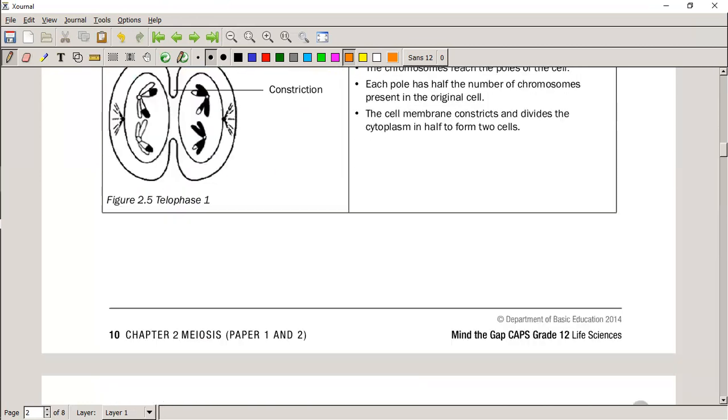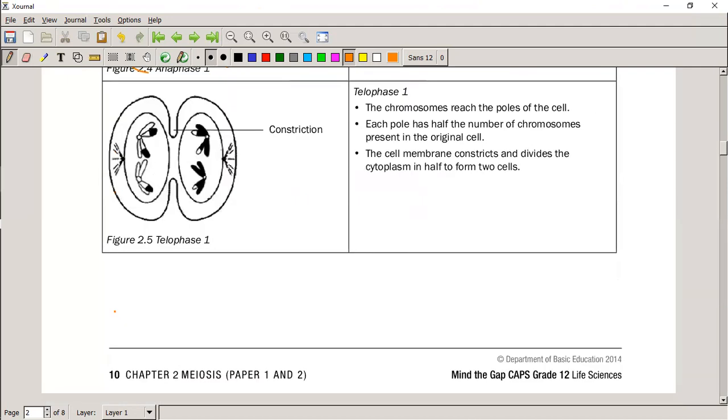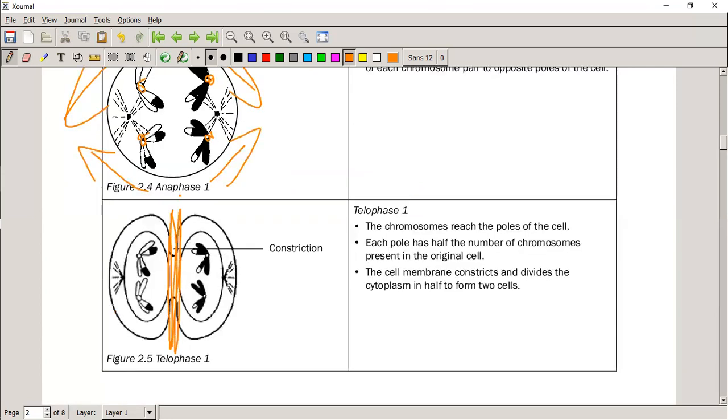Then in anaphase, the spindle fibers that attach themselves to the centromeres, that's the centromere, it holds the chromatids together. Now the spindle fibers start to pull. And now you can see why we have the spindle fibers. They start to pull and they pull to opposite ends of the cell. So that's anaphase one. Then it splits up. Now the cell is split. So that's going to be a cell, that's going to be a cell.